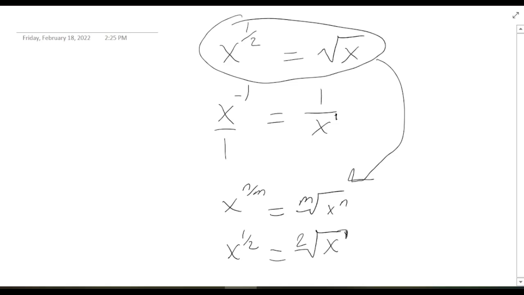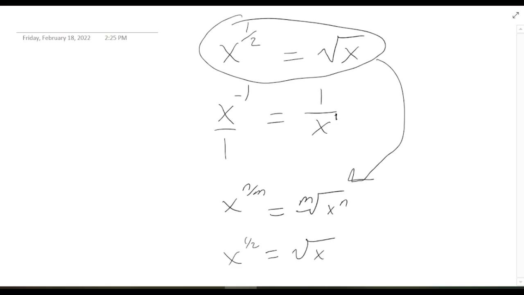So remember that any number or any variable raised to the power of 1 is going to be itself, so we can actually just erase that 1. So it's just going to be x. And when our index is 2, really we're looking for what two of the same number is going to give us x. So in other words, if our index is 2, we're finding the square root.